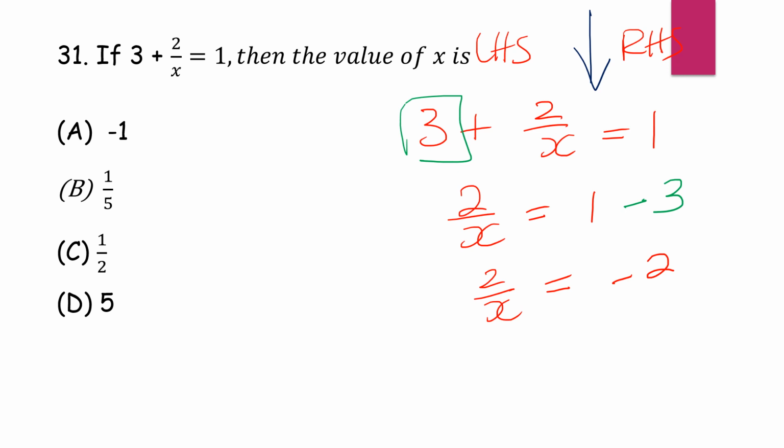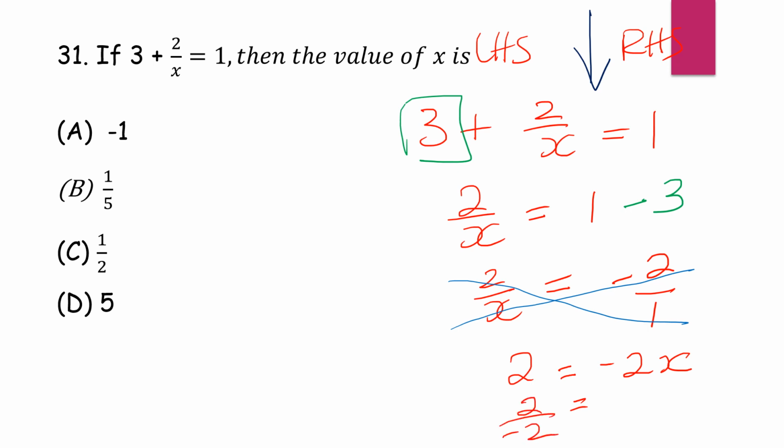So what I have to do here, this is a negative 2 over 1. They're fractions now, both of them. Both terms are fractions. We're going to cross multiply. So then I'm going to get 2 is equal to negative 2x. Therefore, we're going to divide 2 over negative 2 and negative 2x over negative 2. That's going to cancel, and after the negative sign, this is going to cancel, but I'm going to be left with x is equal to negative 1. The answer is A.